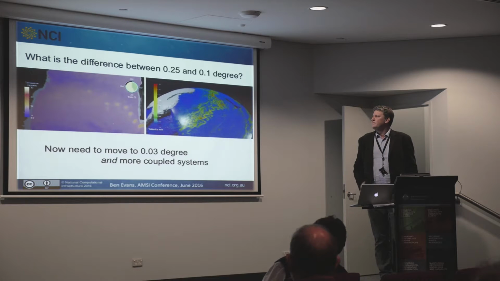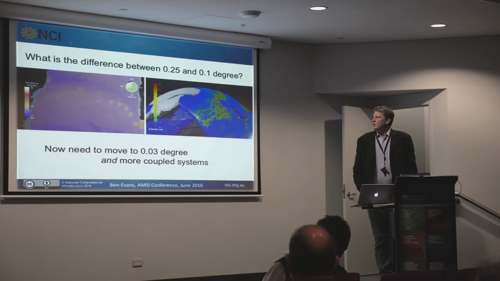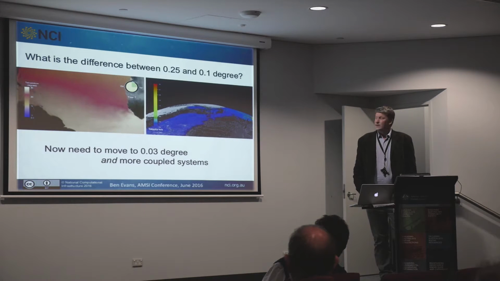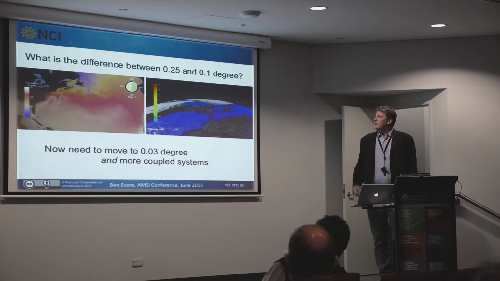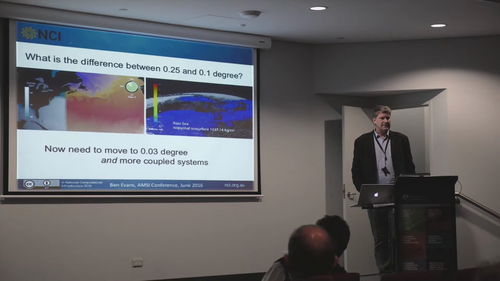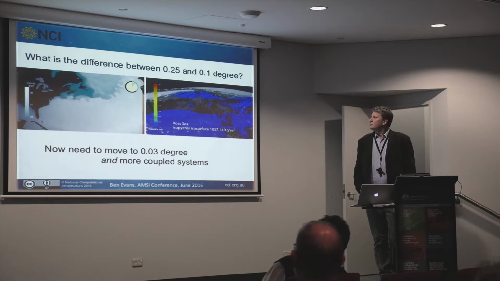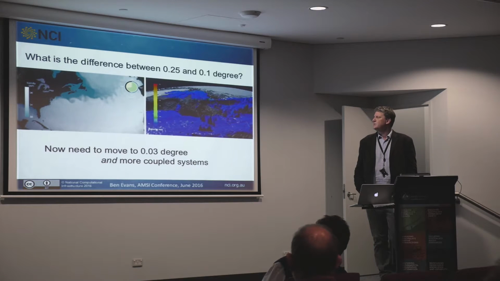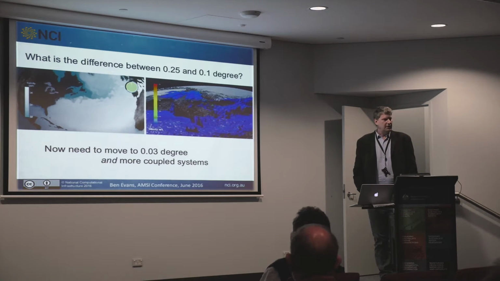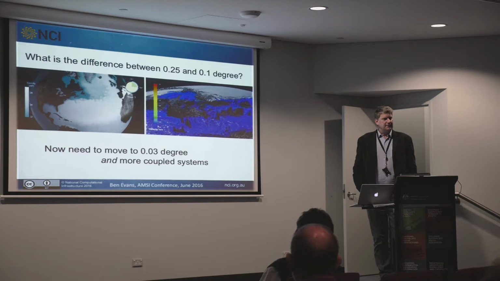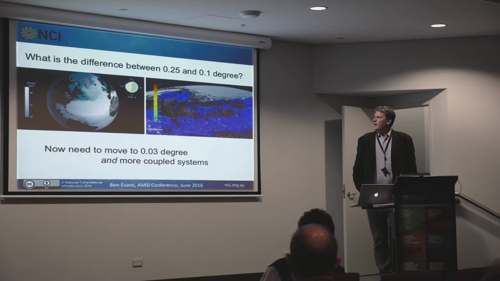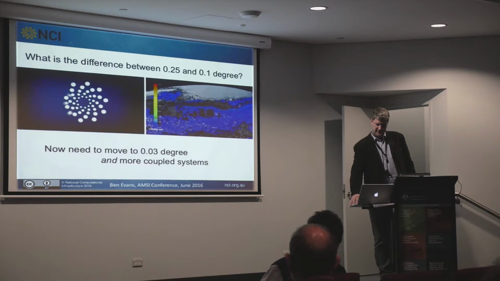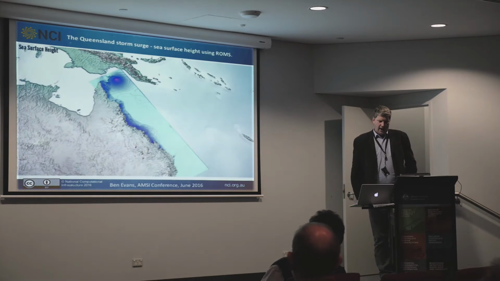And now we need to move on to try and do a 30th of a degree and to couple other components in. But I should say that at a tenth of a degree, we really don't have the size of machine that we need to fully exploit that model. We can do some research work, but not operational. A 30th of a degree is well in excess of what the current capabilities are at this stage. So we're quite keen to get the next system in place.